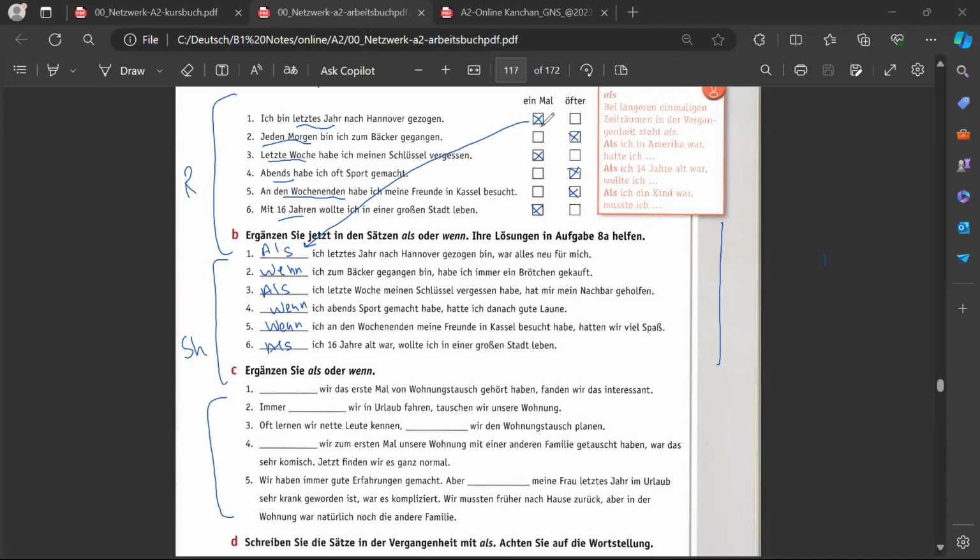Yes, so it is when I was 16 years old, I wanted to live in a big city. Perfect. Now the task C. Sia, can you do it?